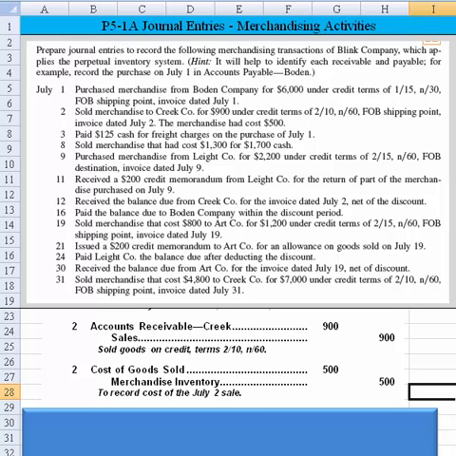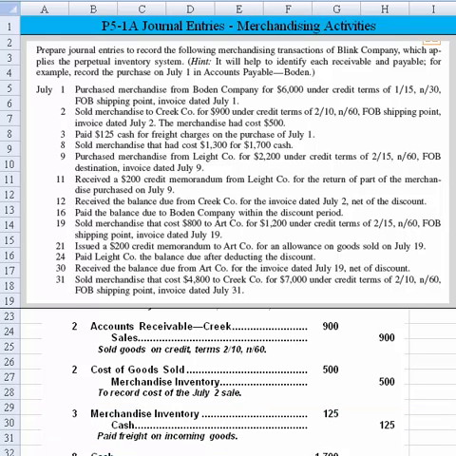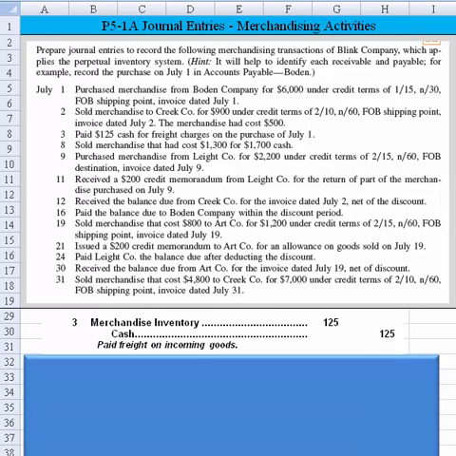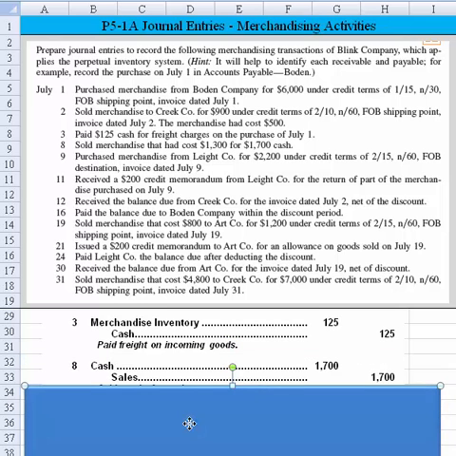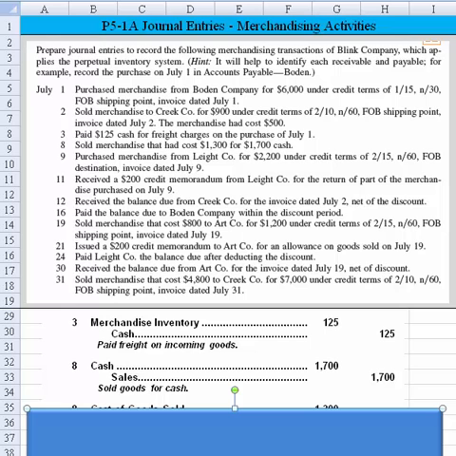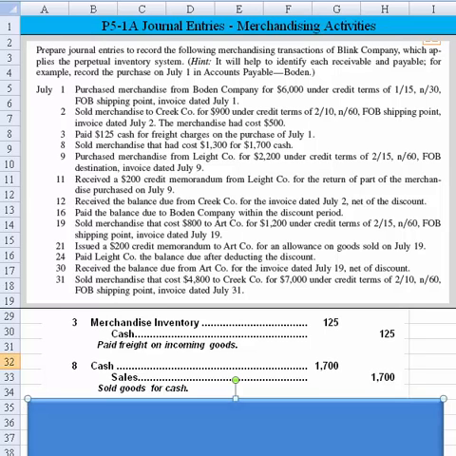Okay, let's take a look at July 3rd. We paid $125 cash for freight charges on the purchases of July 1st. Okay, let me slide this down. And we're going to run out of room here, so I'm going to slide the whole thing up again. Okay, slide this down a little bit, reveal what happens on the 8th and the 3rd. Okay. First, we'll tackle the entry on the 3rd. We paid the freight on incoming goods.